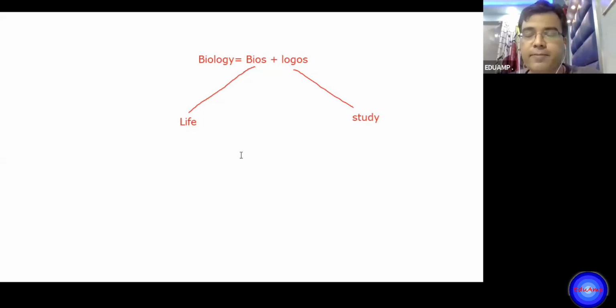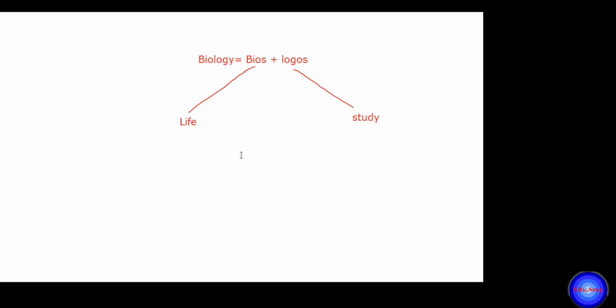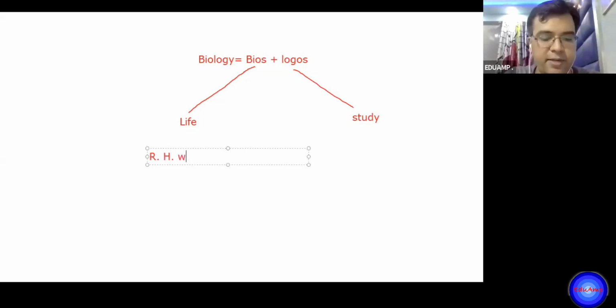Do you remember that? Yes, sir. This classification was given by whom? R.H. Whittaker. This was in the first chapter of class 11th, if you remember. This classification was given by R.H. Whittaker in the year 1969. And in NEET, sometimes they go for asking the names of the scientists as well. So R.H. Whittaker gave this system of classification in 1969, in which he divided the whole living world into 5 kingdoms.